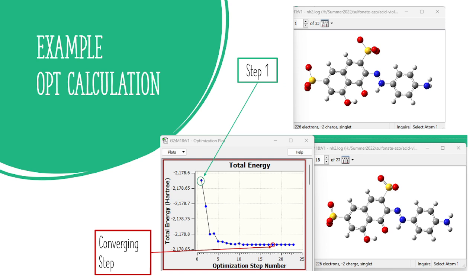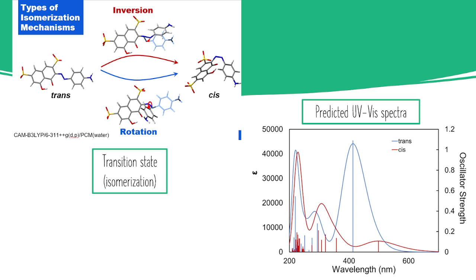From there, we can use it to study and obtain different kinds of properties, such as the transition states, to study the isomerization in the ground state of acid violet 3, or the predicted UV spectra, which comes in handy to compare with the experimental results, or to evaluate the efficiency of the methods you use for computational chemistry.